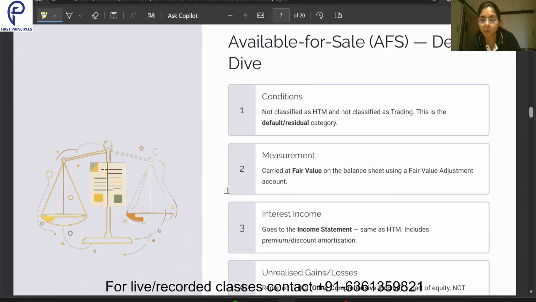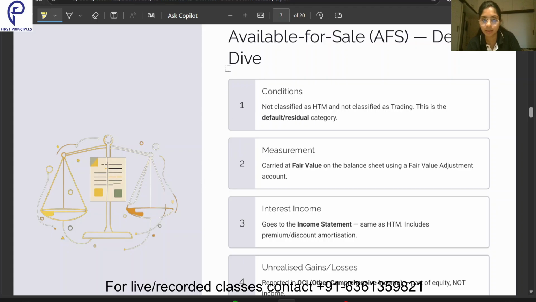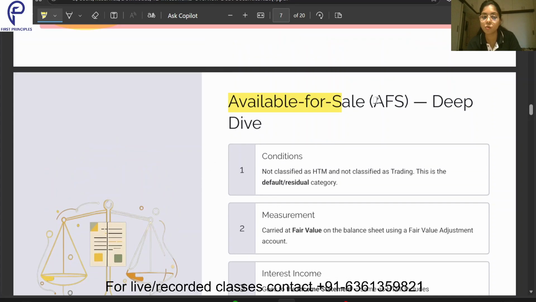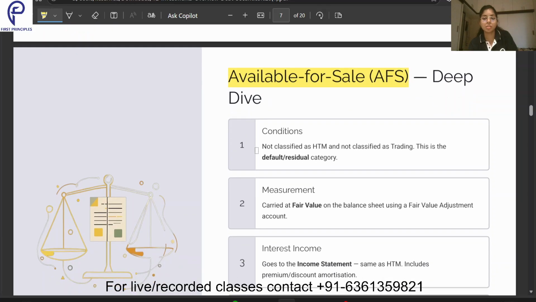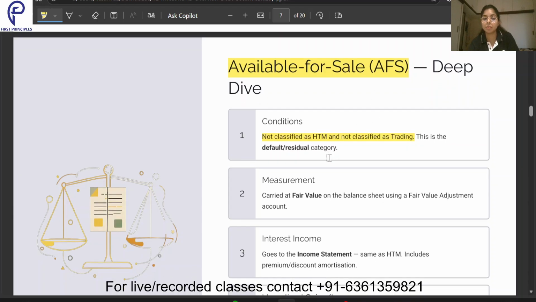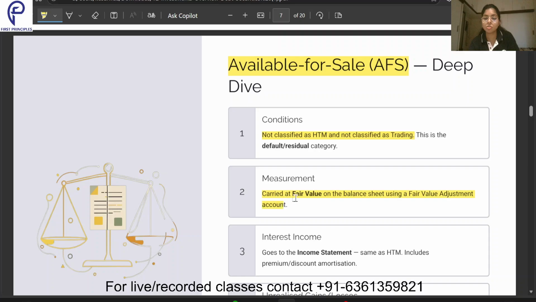Coming to the available for sale securities, as the name says, available for sale. Which securities are these? Those securities which are not classified as HTM or trading securities. That means any security not falling under the category of held for trading or held to maturity becomes an available for sale security, and this security is carried at its fair value on the balance sheet using a fair value adjustment account.